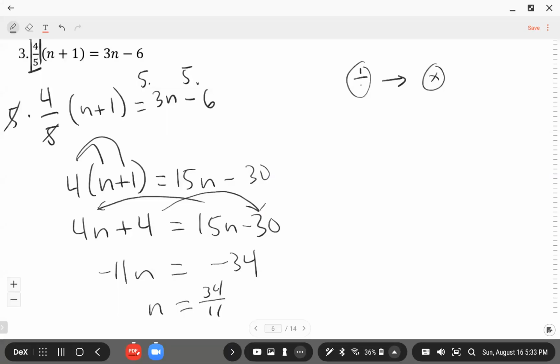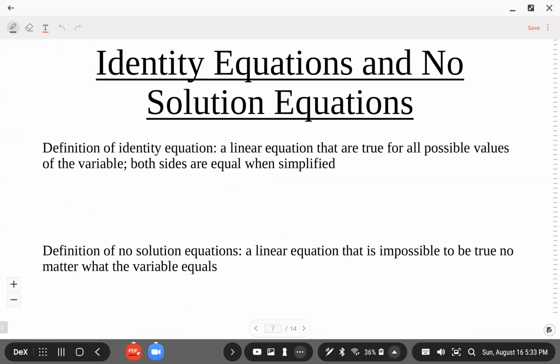Okay. So now let's move on to identity equations and no solution equations. Now, once in a while, we run into these types of equations, right? In our second practice problem with linear equations, we ran into an identity equation, right? Okay, so now let me explain what an identity equation is.